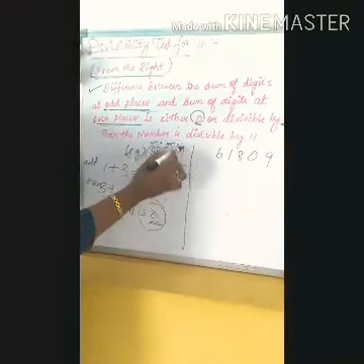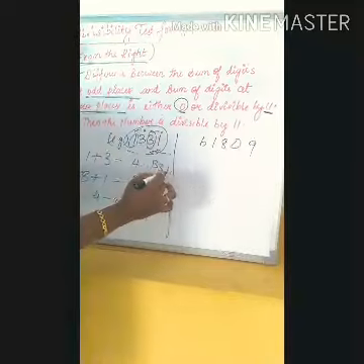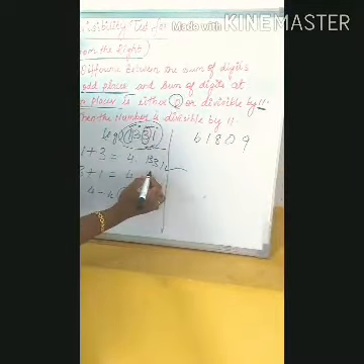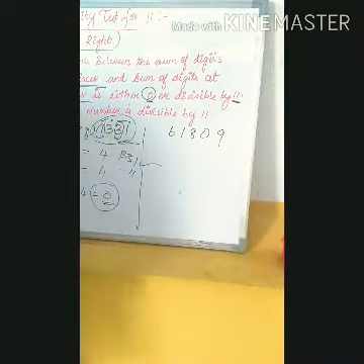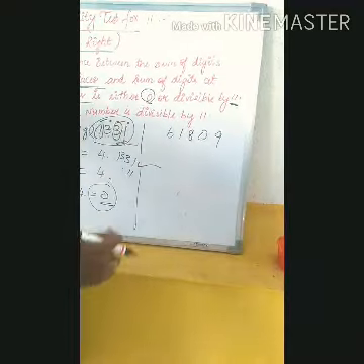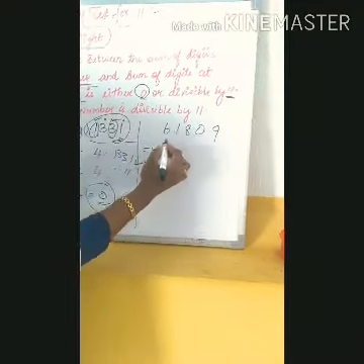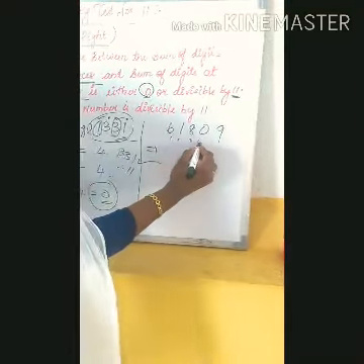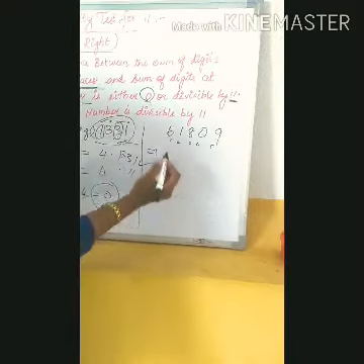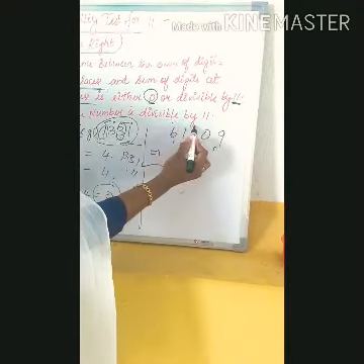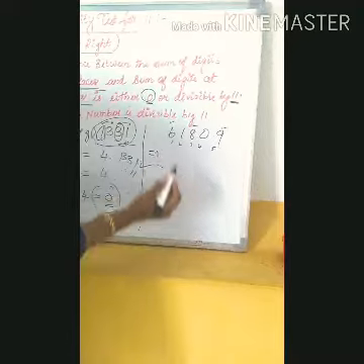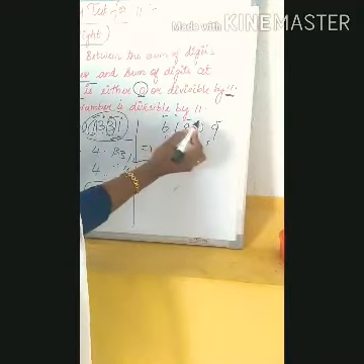So this whole number 1331 is divisible by 11. Therefore, it is divisible by 11. Let me take one more example, 61809. Here how many digits are there? 1, 2, 3, 4, 5 digits are there. What are the odd places? 6, 8 and 9 are the odd places. Even places are 1 and 0.